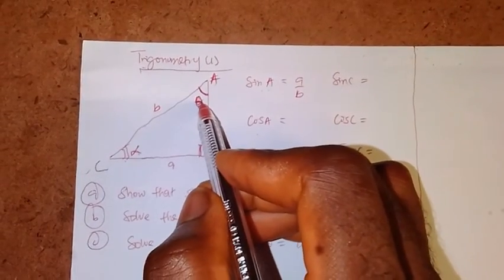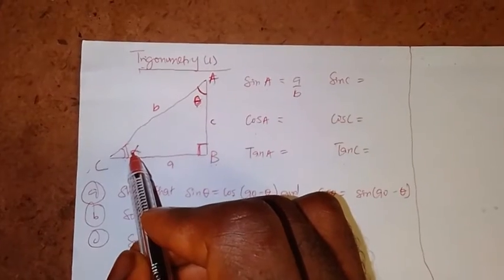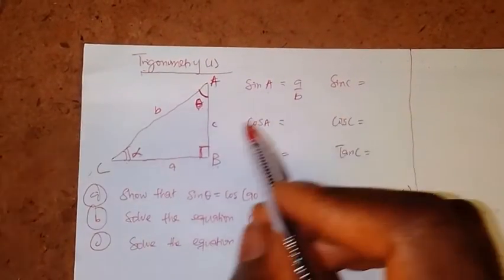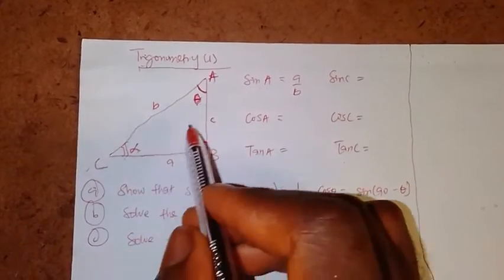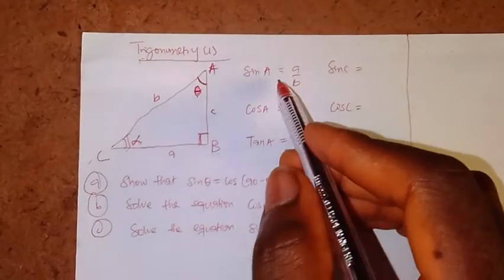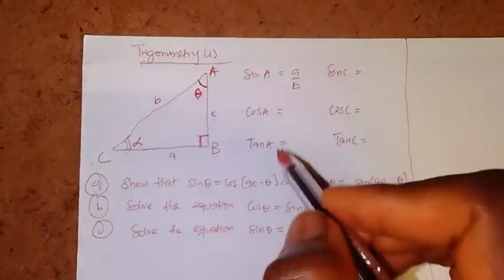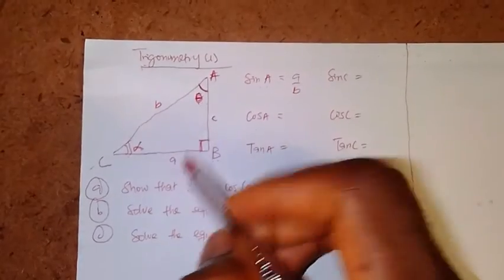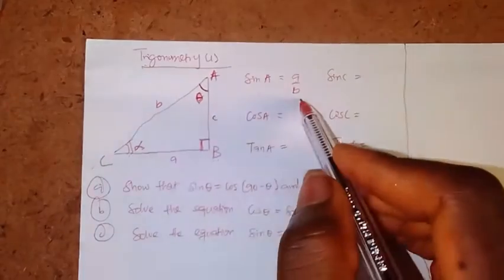For my sine A, since A is the angle I'm talking about, my theta will become my opposite. This will become my adjacent. If I'm dealing with sine C, alpha will become my opposite. Then this will become my adjacent in that case. Now for sine A, which is opposite over hypotenuse, I'm going to have this as opposite, which is A, over hypotenuse, which is B.